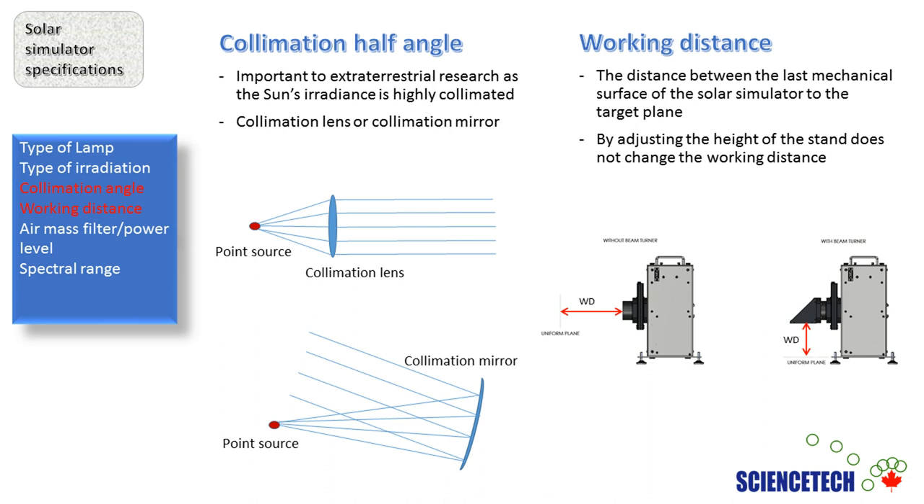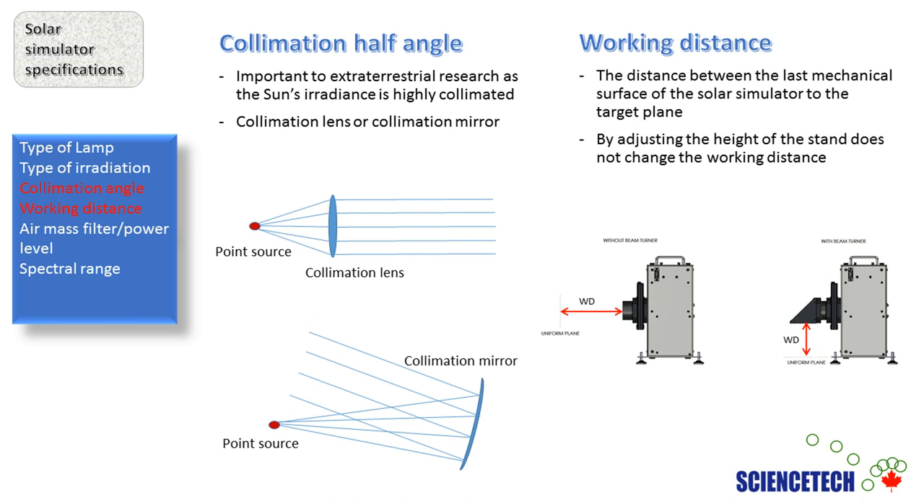Beam collimation can be achieved by a collimation lens or mirror system, as shown on this slide. Having a collimated beam output allows one to test samples with various sizes without refocusing, as long as the sample size is smaller than the beam size.